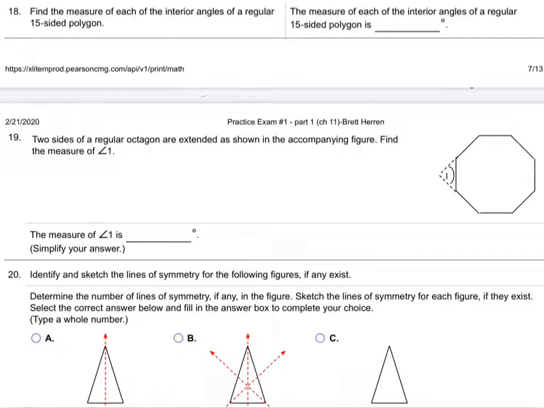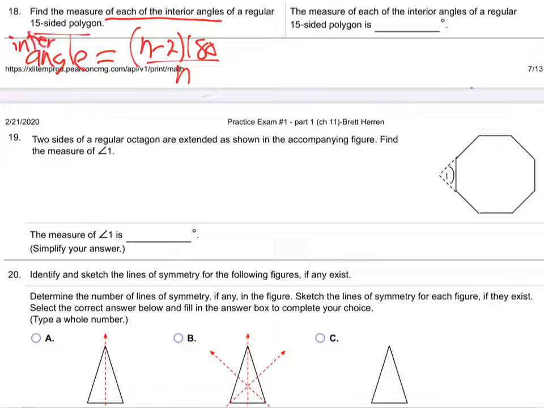Okay, so here we are in number 18, and we're saying find the measure of each interior angle for a regular 15-sided polygon. So the formula is n minus 2 times 180 over n. That's the interior angle in a regular, perfect polygon. So now we plug in the 15 for n there and for n there.